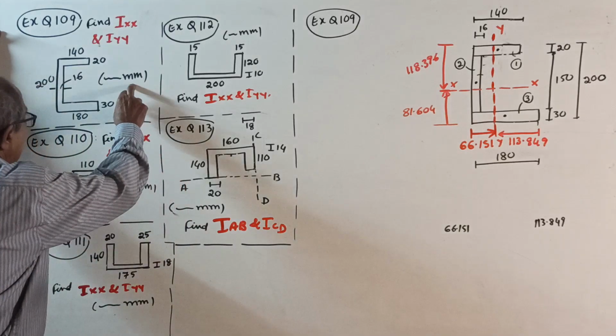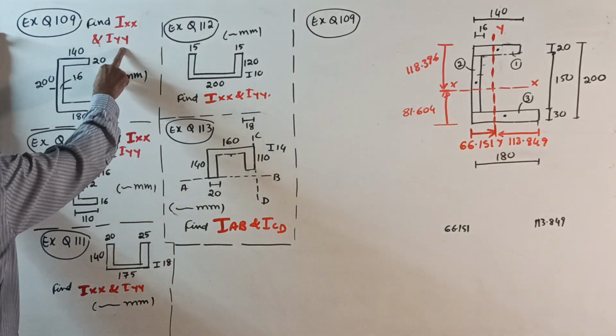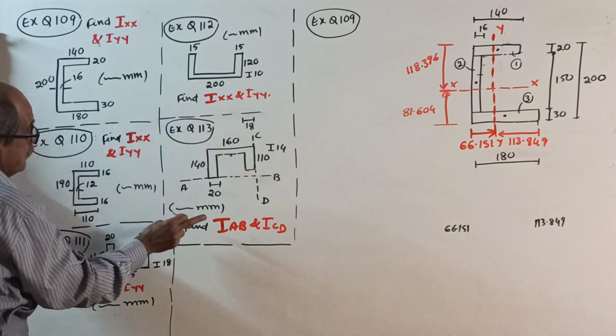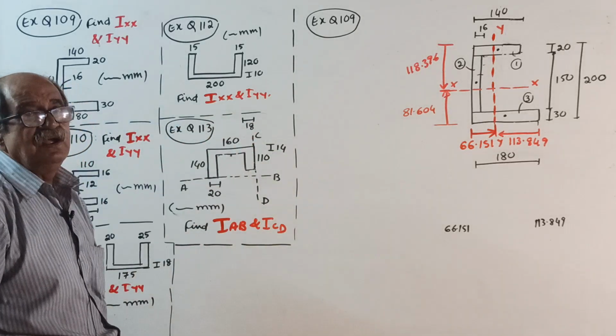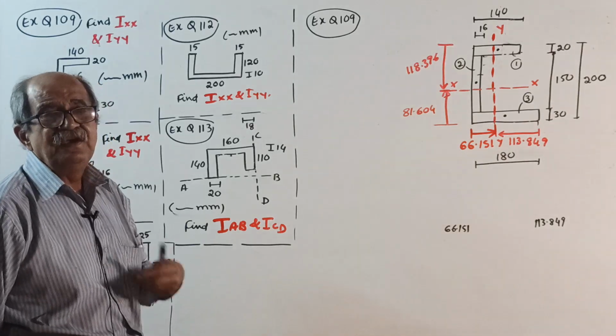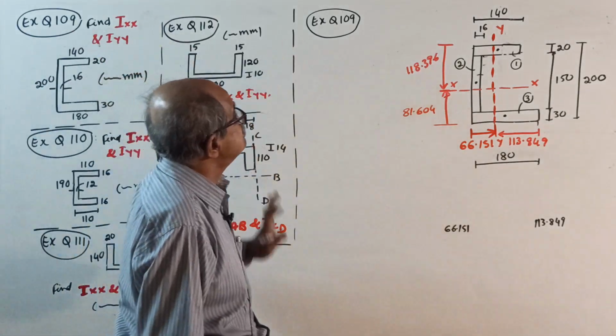Questions you see here, everywhere, they want the moment of inertia about the centroidal axis. Same here, same here, same here. But in this question, they want I about AB and CD. I already told you, when they want I about a given axis, you don't locate the centroid. Okay, leave it. Start. 109.